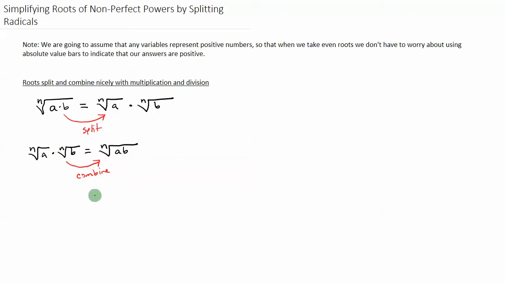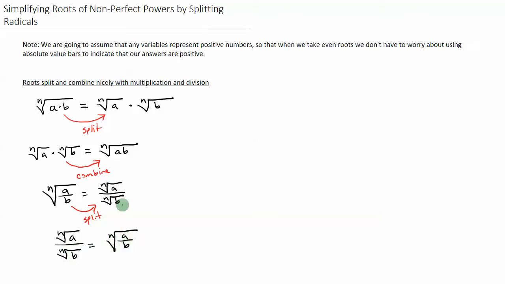I can also do the same thing with division. So if I have an nth root of something divided by, like a divided by b, then I can split that into two radicals, the nth root of a divided by the nth root of b. So that is the split direction for division. We won't really see the division examples in this video, but if I'm talking about multiplication, I might as well talk about division as well. And similarly, if I have two nth roots divided, then I can combine those into a single nth root because it's division. And multiplication and division work nicely with radicals.